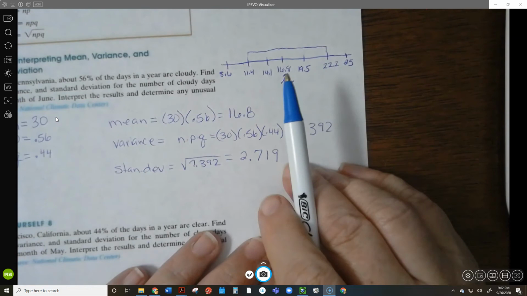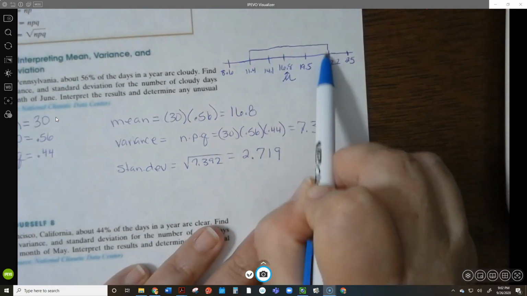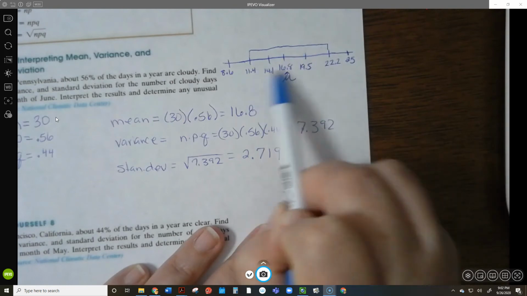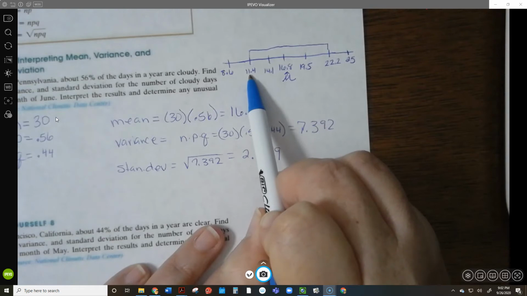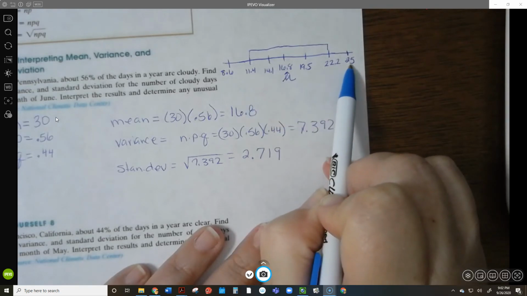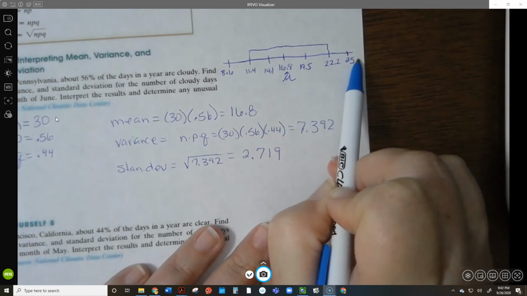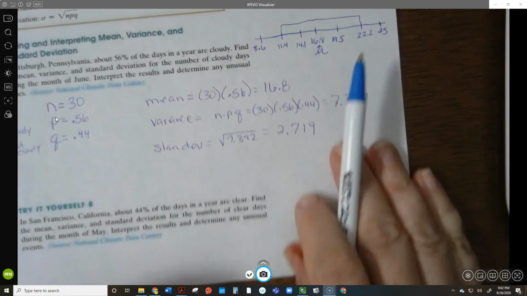So that's what they want you to describe. So 11 to 22 days is usual. 8 to 11 days is unusual. 22 to 25 days is unusual. And then bigger than 25 and smaller than 8 is very unusual. So that's what that means.